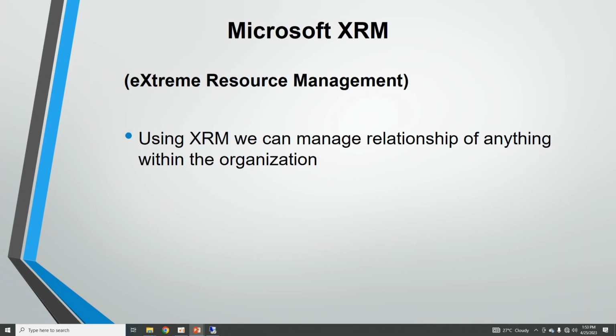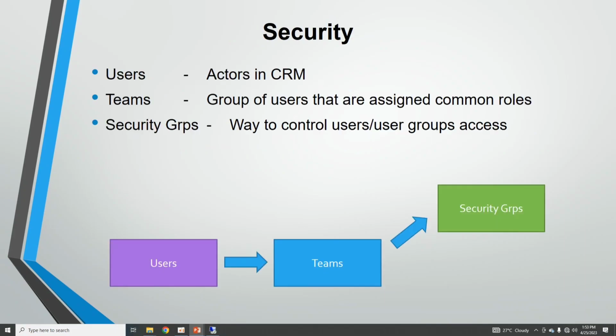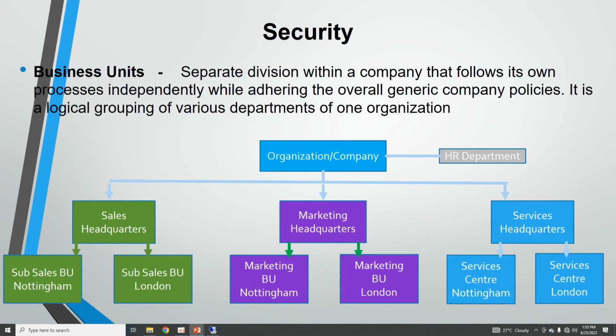XRM, Extreme Resource Management. Using XRM, we can manage relationship of anything within the organization. Okay, if we talk about security, security is for users. Users combine together to form teams, and for those teams we create security groups or security roles. Okay. If we talk about business units, they are separate divisions within a company that follow their own process independently while adhering to overall generic company policies.